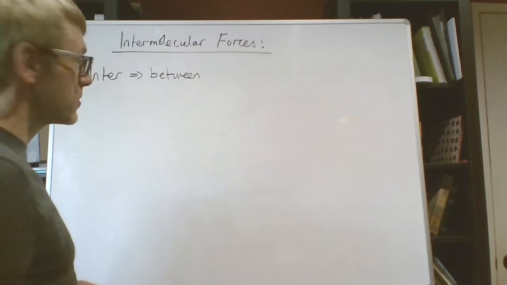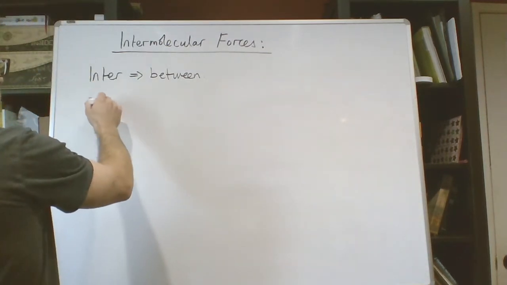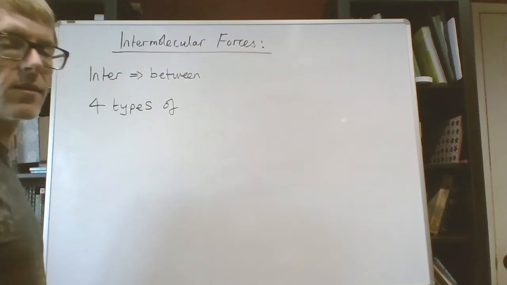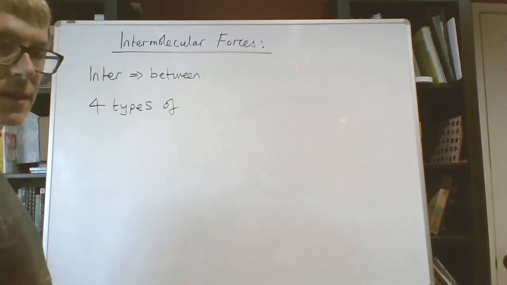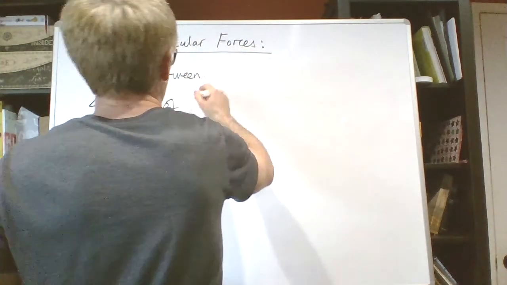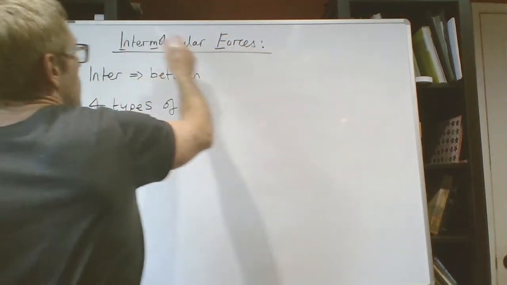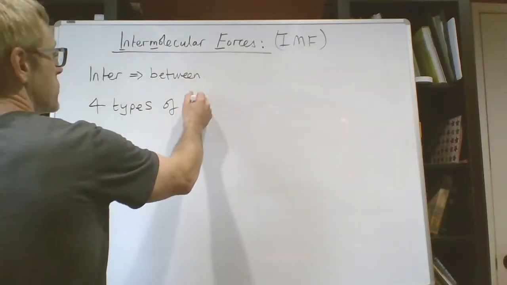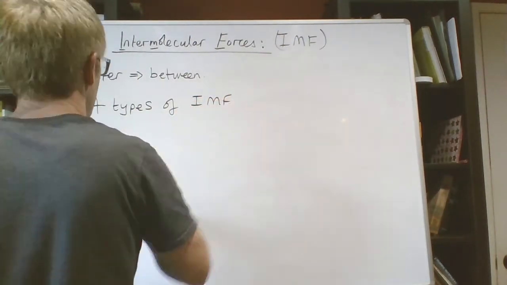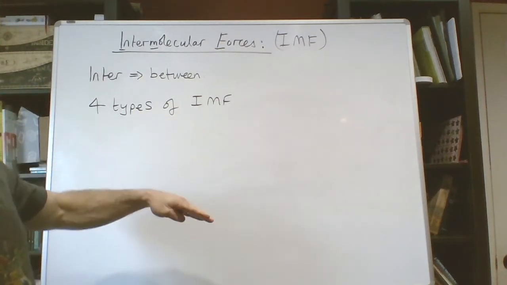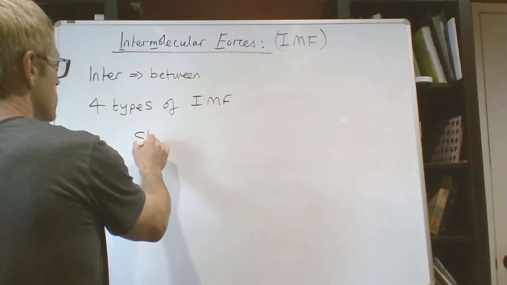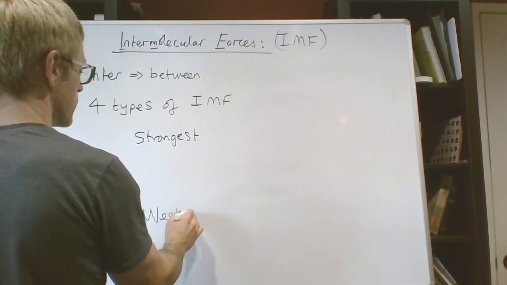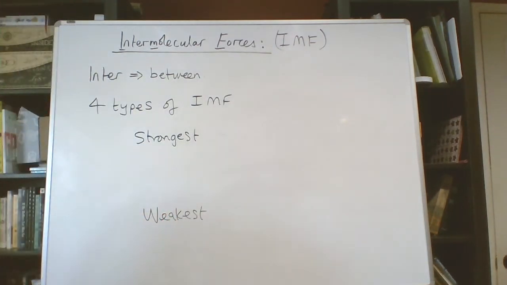There are four major types of intermolecular force that we need to be concerned with. I'm going to abbreviate intermolecular force as IMF so as to not consistently have to write it out. So I'm going to write IMF, four types of intermolecular force. And I'm going to put them from the strongest force to the weakest force, and this is a good idea. We'll have them like this.